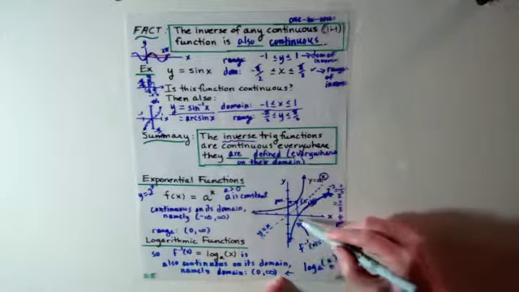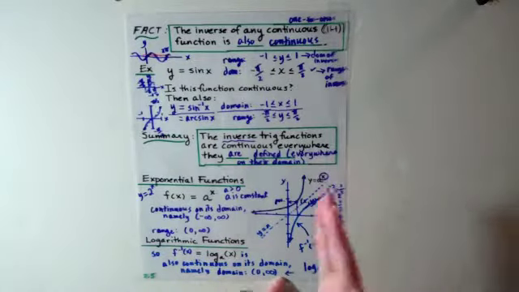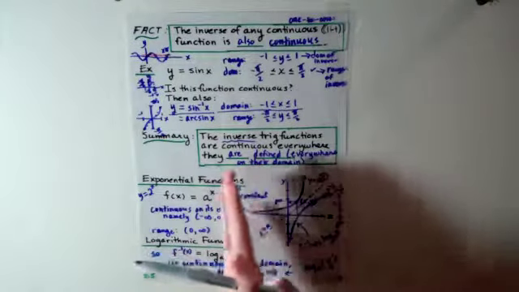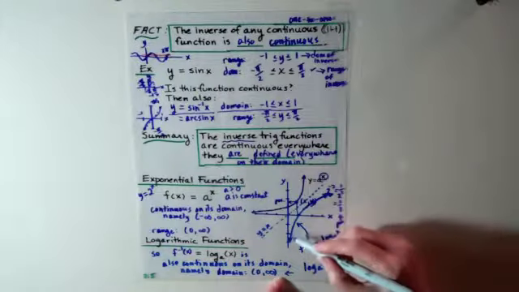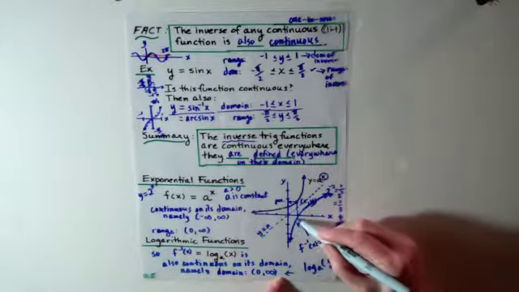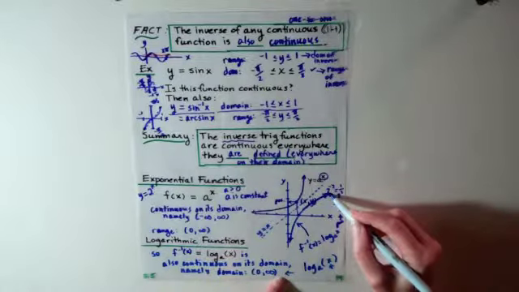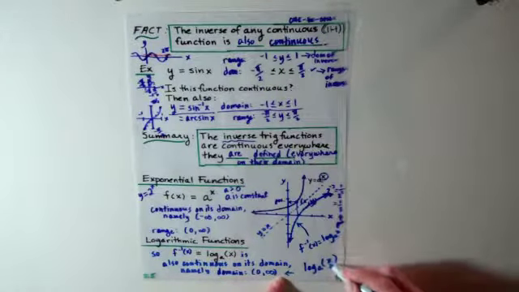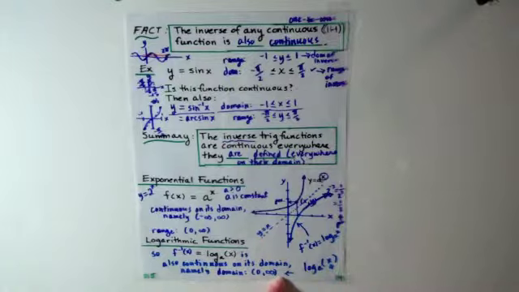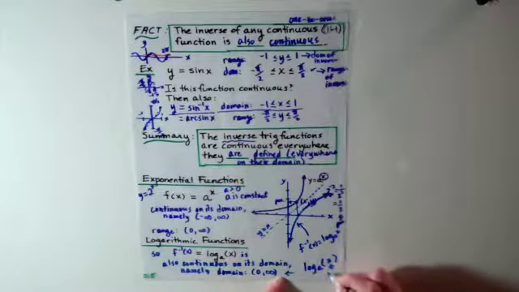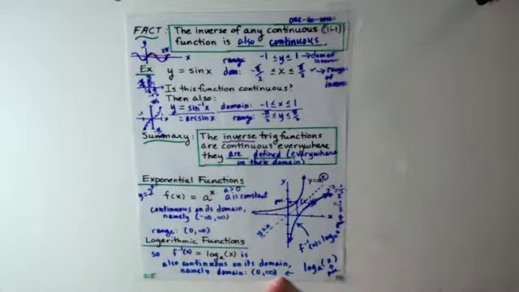You can see it from the graph. There's no portion of the blue graph that extends to the left of x equals 0. There are only points on this blue graph that have x coordinates that are larger than 0. So the x that you plug into a log function, you may remember from pre-calculus, has to be a positive number. You can't take the log of 0 and you can't take the log of a negative number.